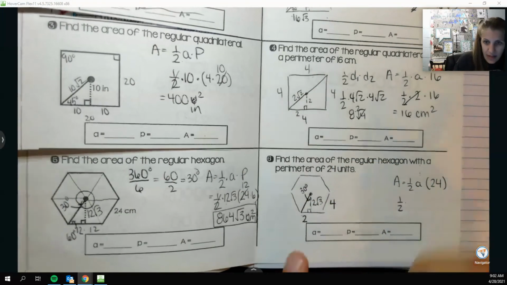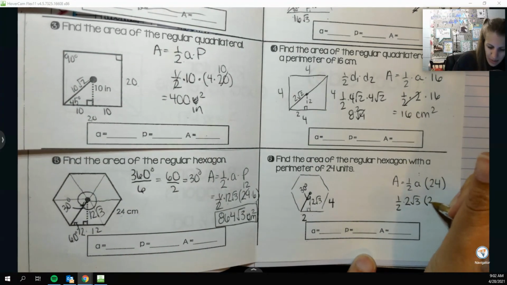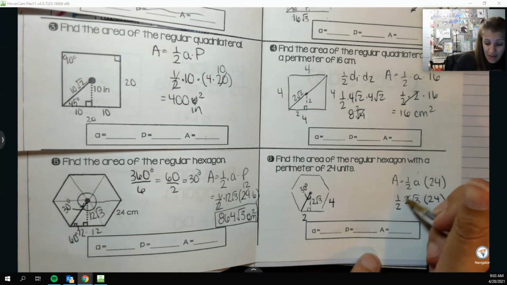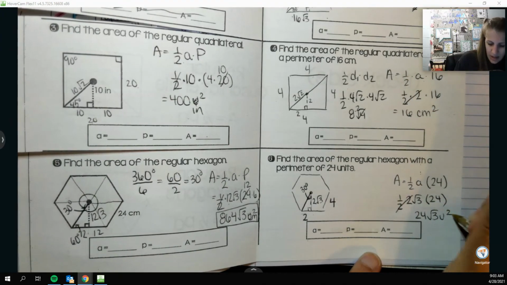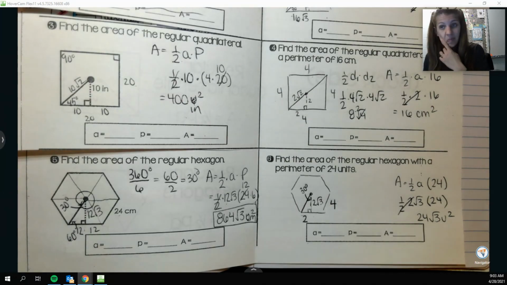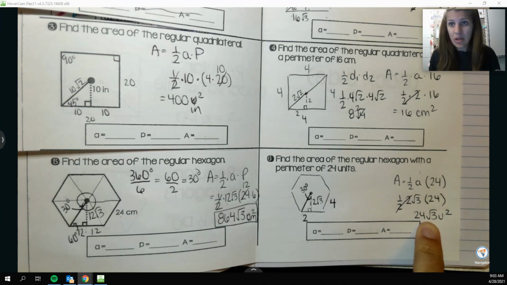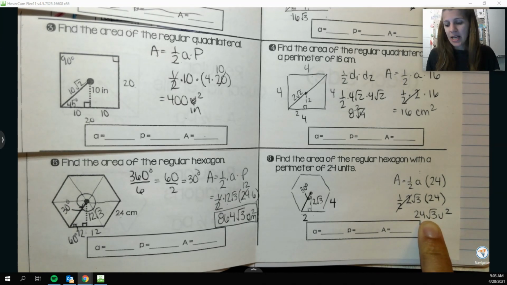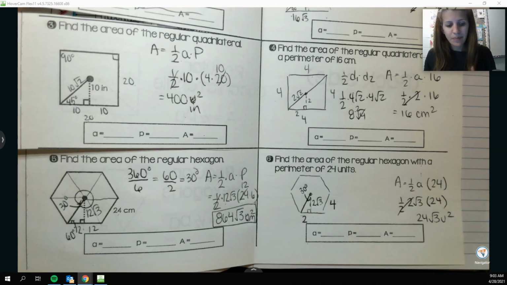So we'll have half times the apothem, which is 2 root 3, times the perimeter, which was 24. You can take half of whatever you want. I'm just going to take half of 2 because it'll get rid of it. And then I have 24 root 3 units squared as my area. Now I should note, if I want the approximate area of any of these, like for this one here, I need to then multiply by root 3 to get the approximate area. Guys, if this is feeling a little sketchy, we're going to talk about it more, but try your best for now.